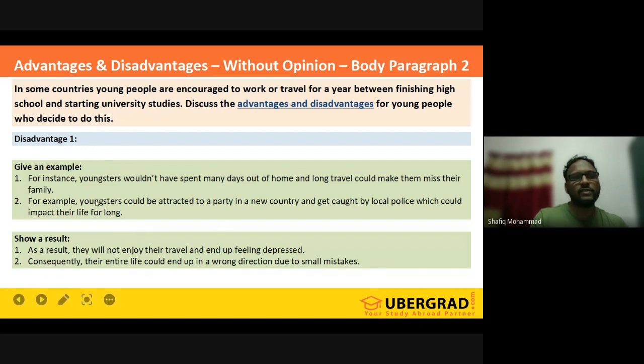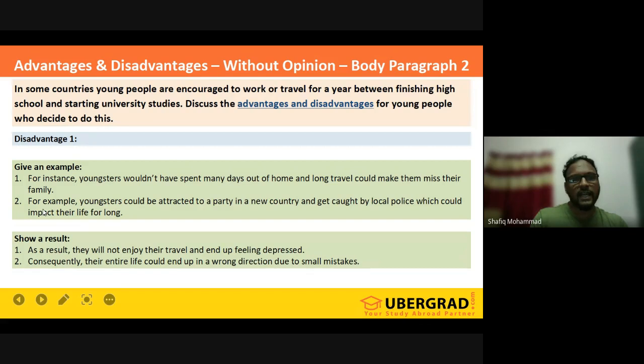This will lead to, for instance, youngsters who wouldn't have spent many days out of their home, and a long travel would make them miss their family. So they would never have been out for a longer time, right? So they'll become a little sick, isn't it? That is called homesick, right? Obviously we discussed it. They might feel a little low sometimes if they can't make friends over there, isn't it?